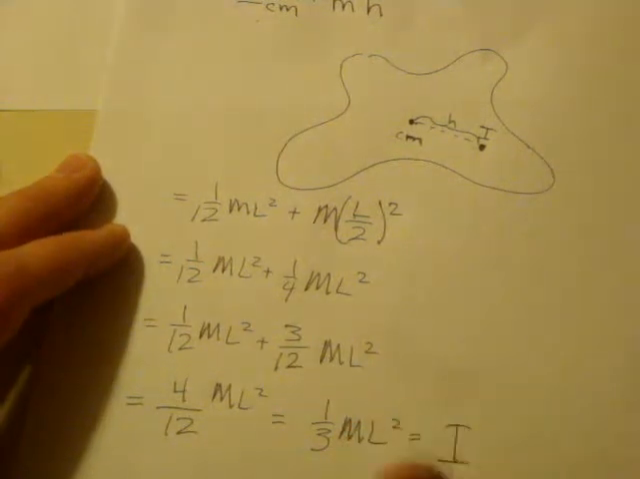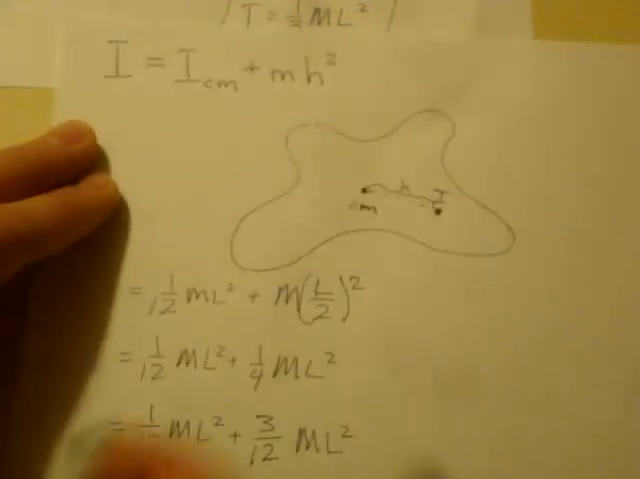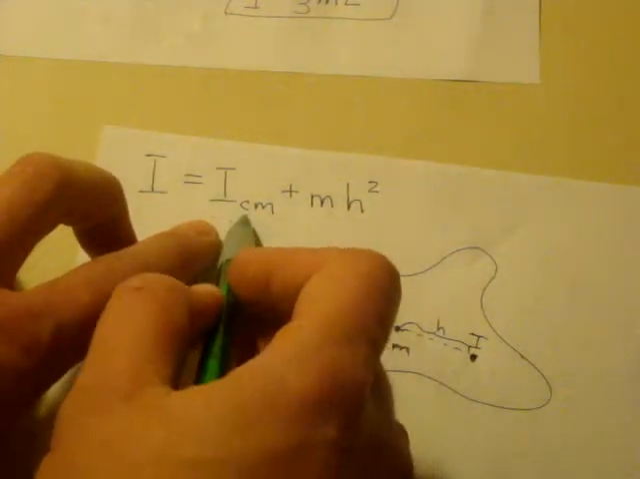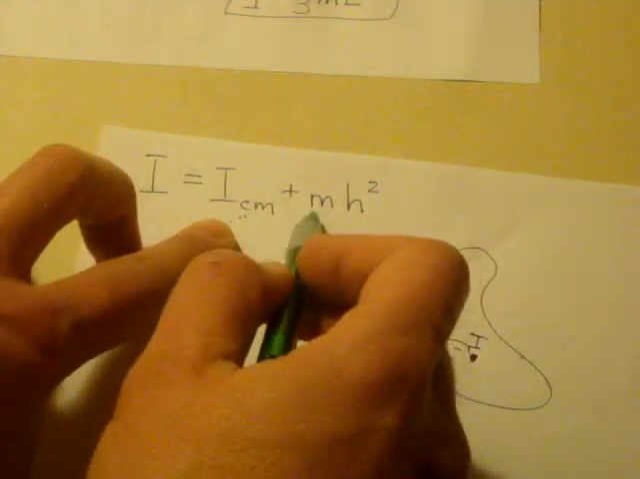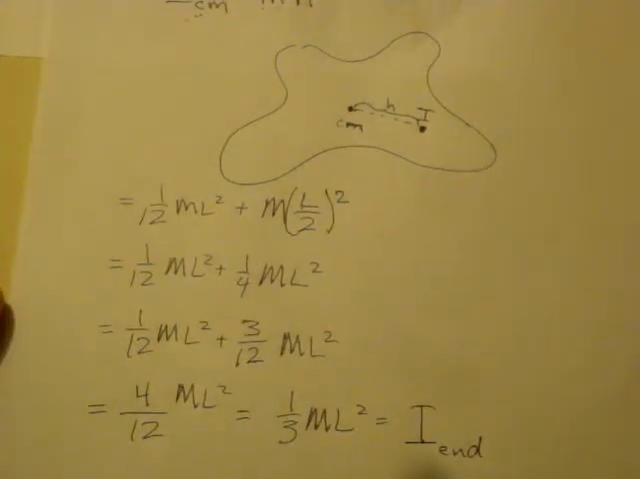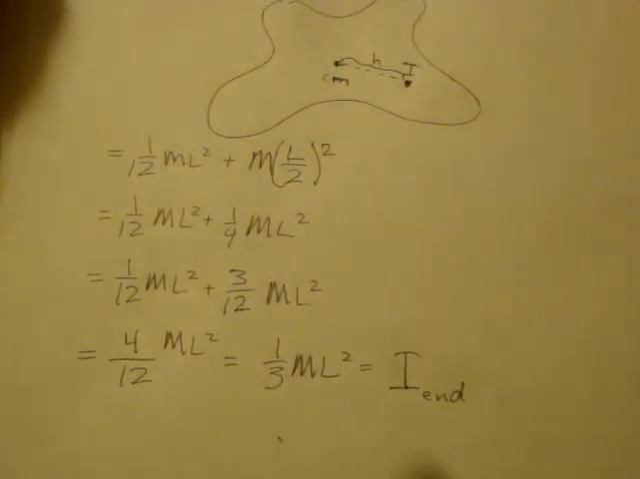And that's the moment of inertia about the end point, which is exactly what we set out to show, right? We showed that the moment of inertia about any point along an object can be determined by the moment of inertia about its center of mass plus the mass of the object times the distance you're interested in. And you can do that for any object whatsoever. So that's a very useful tool and very applicable for lots of different situations.